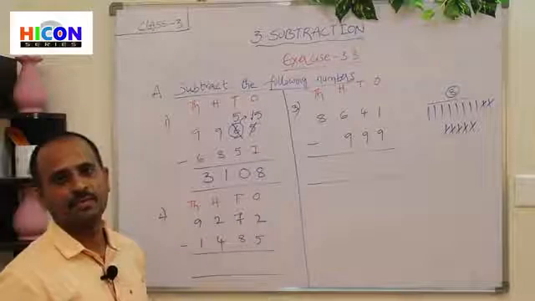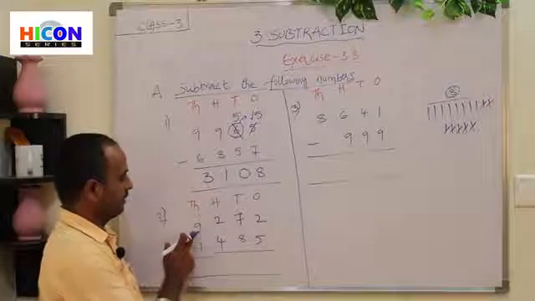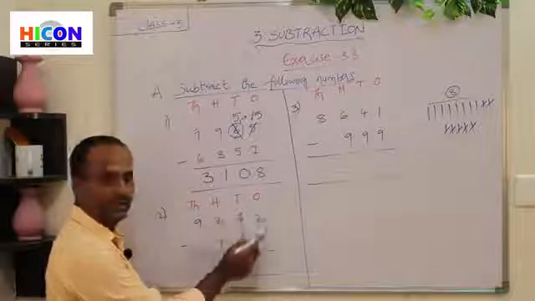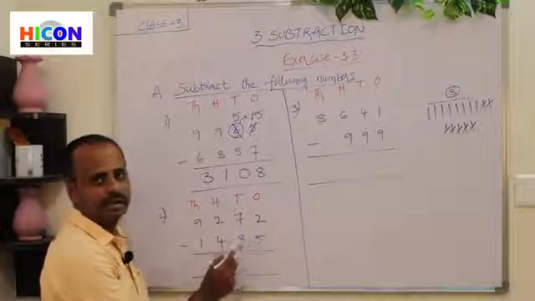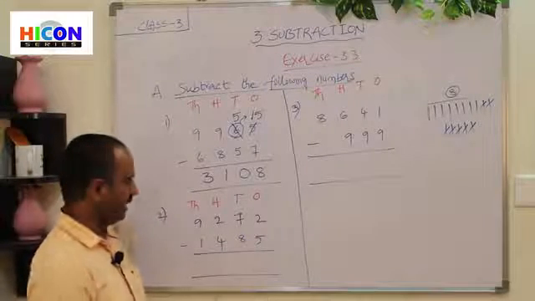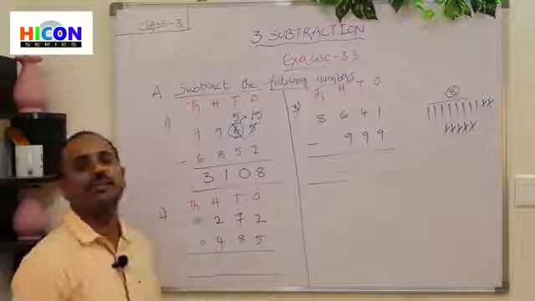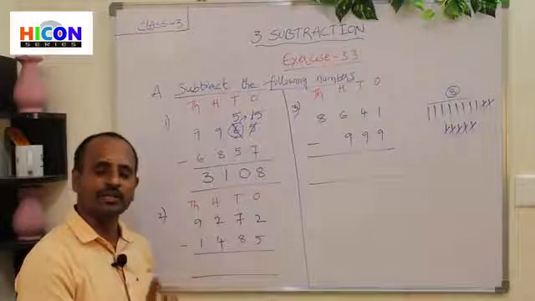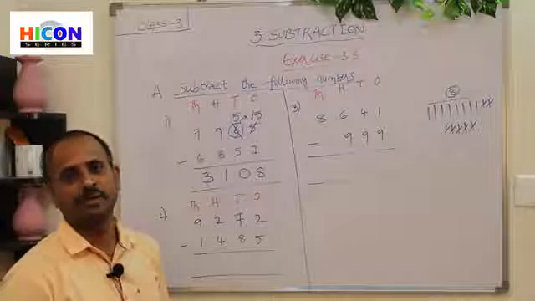3108. Next, second problem. So there are also 2 numbers given. The first number is 9272 and the second number is 1485. Now we have to subtract 1485 from 9272. So now we will do this subtraction with regrouping. That means with carrying or with borrowing.